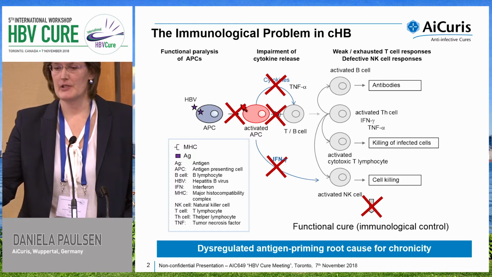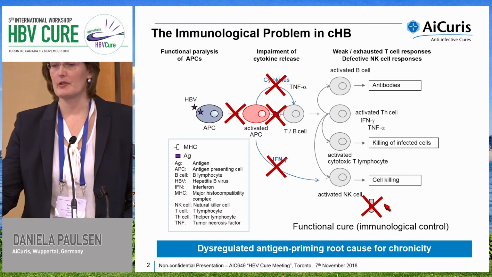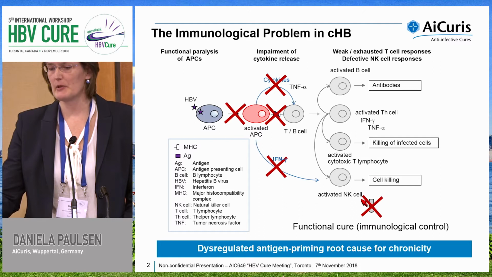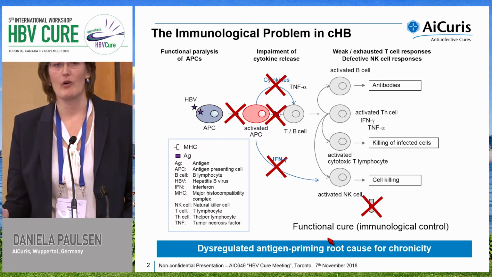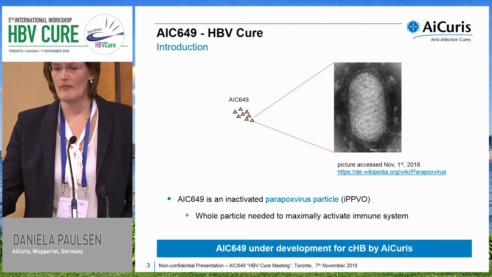so HBV disrupts a lot of these pathways. So the net effect, of course, is that there is no functional immune response, or the immune response at least is not leading to functional cure. So meaning the antigen priming in the beginning is kind of the root cause for that disease. What we are trying is to stimulate that innate immune response.